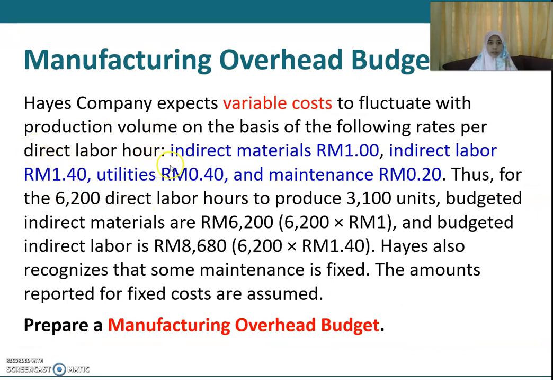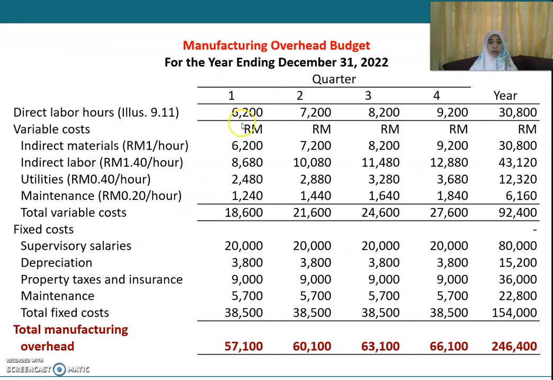This one varies with your direct labor hours, and then you just multiply by your direct labor hours. In this case, if it is 6,200, then 1 ringgit times 6,200 gives you 6,200. This one is 1.4 times 6,200 gives you 8,680. And this one 40 cent times 6,200 gives you 2,480. For your maintenance, 20 cent times 6,200 gives you 1,240. So you will arrive at your total variable cost for quarter 1.